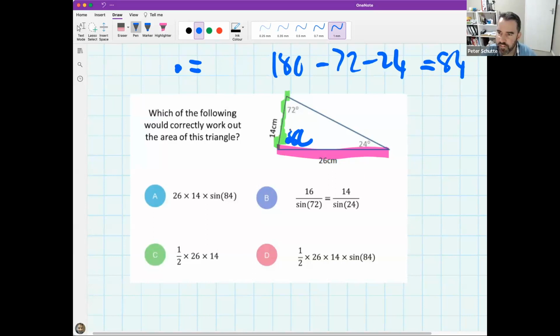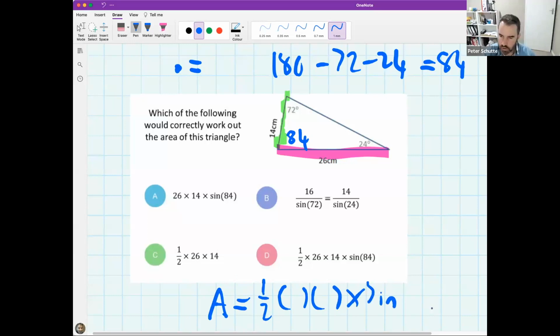So using what Letty suggested there, I think that can help us go in the right direction for the answer. What do we think the answer is for that now? If we were trying to find the area of this triangle, I feel like now I kind of know what I'm dealing with. So I could say, is there one that has 14, 26, and then the sine of 84?